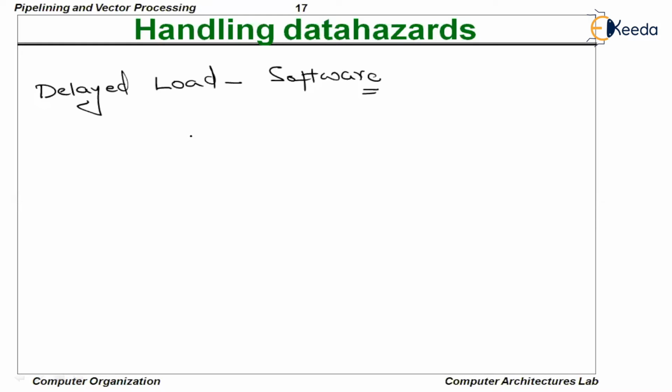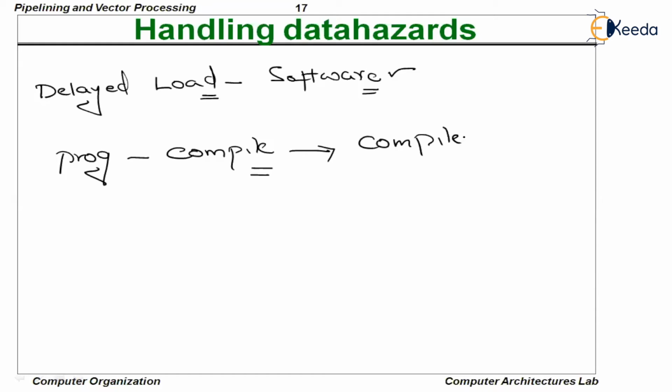There, we do require some additional hardware modules. That is the reason why those are called hardware approaches. But now this delayed load is a software approach. Understanding delayed load is very simple. The program needs to be compiled. We need to compile the program before it gets executed. If you want to compile the program, you require a compiler, right? Compiler is software.